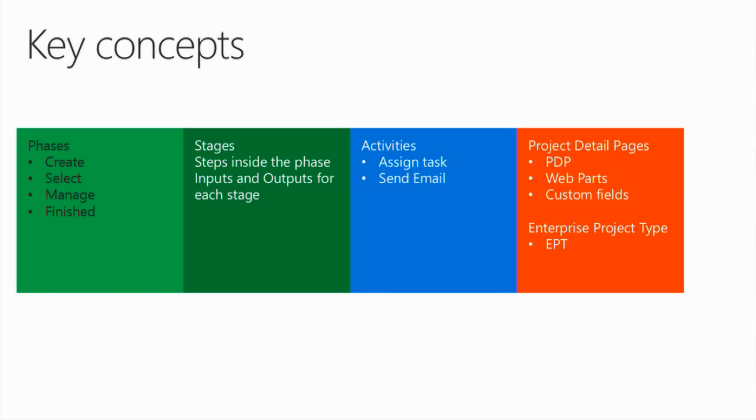Then we'll be using some specific project-related objects, which are called the project detail pages, or PDPs. We will be putting some specific web parts inside those PDPs, and we'll be using some specific custom fields to capture the information. And then we'll be associating this workflow to a specific enterprise project type, and then when we create a new object of this type, we will start the workflow and go through the different stages.